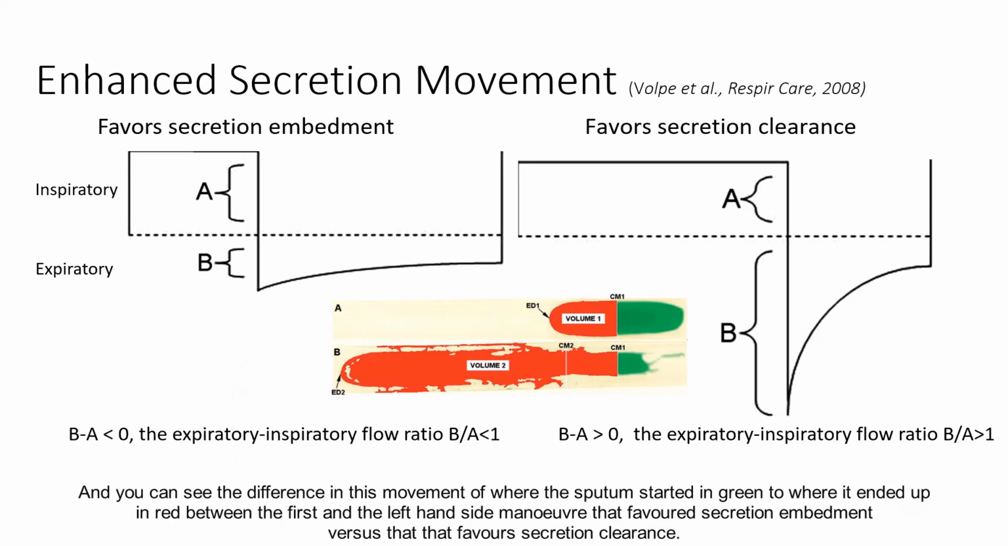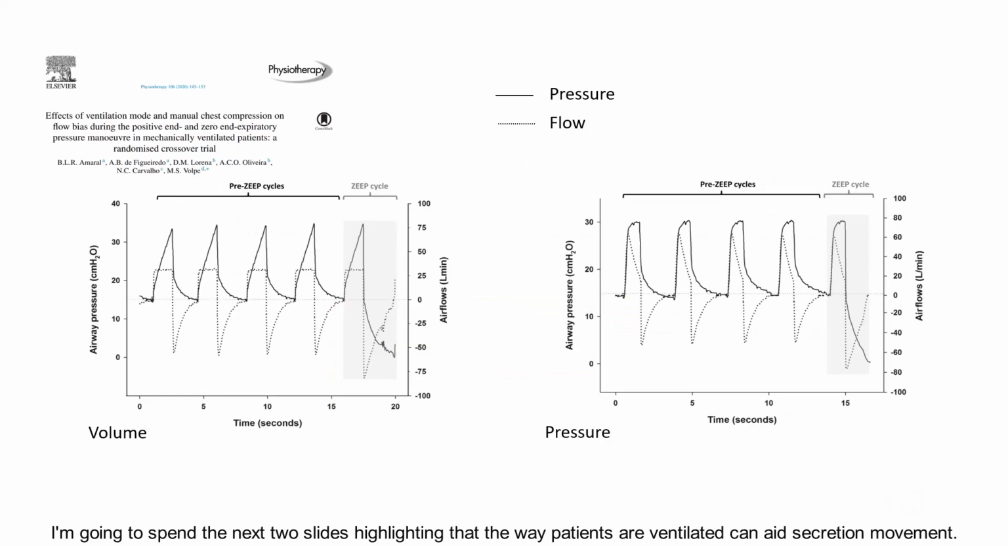And you can see the difference in the movement of where the sputum started in green to where it ended up in red between the left-hand side manoeuvre that favoured secretion embedment versus the one that favours secretion clearance. I'm going to spend the next two slides highlighting that the way patients are ventilated can aid secretion movement.